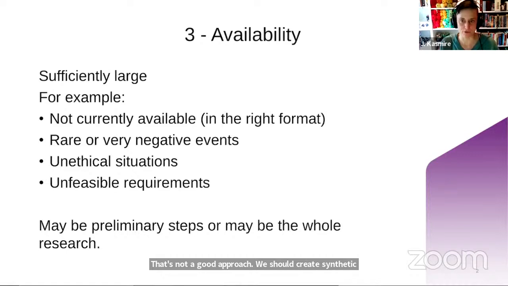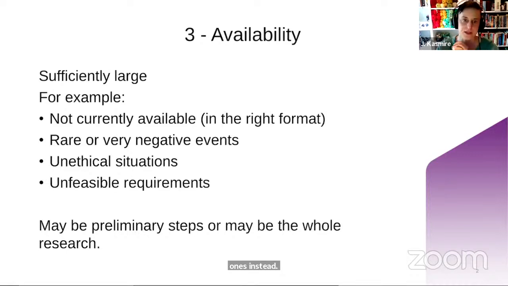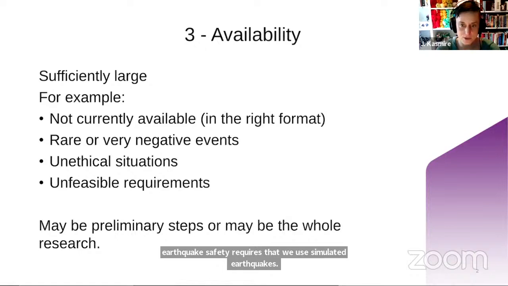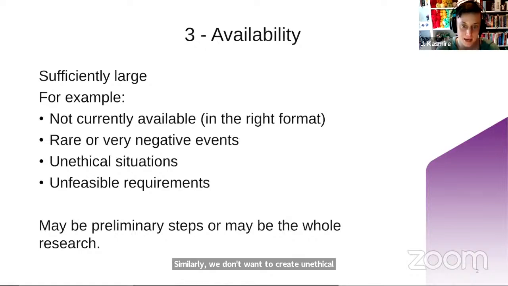Or if it's just unfeasible for the scope of the work. And I'll go through some of these. So to some extent, this overlaps a bit with the proof of concept slide we saw just a couple slides ago, but it extends beyond the things that are currently unavailable into things that may never be available. As I mentioned, for rare or very negative events, we do not have excellent data for thousands of large earthquakes, for example. So testing products for earthquake safety requires that we use simulated earthquakes. Similarly, we don't want to create unethical situations in real life to study how people might react, but we can simulate those situations and see if the outcome surprises us.